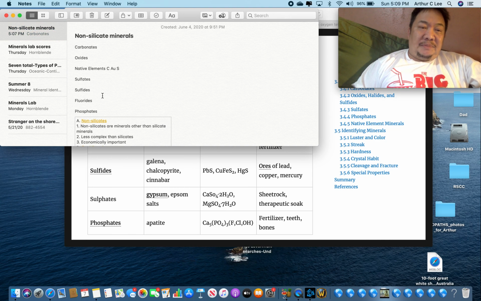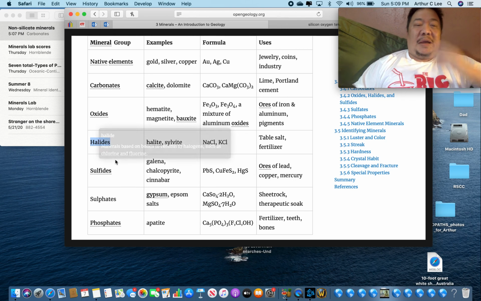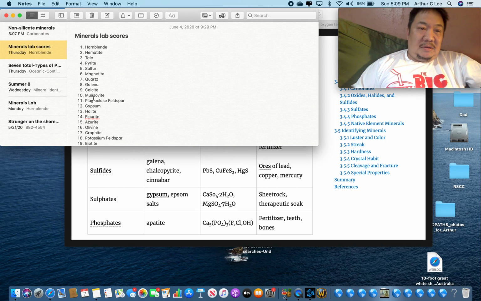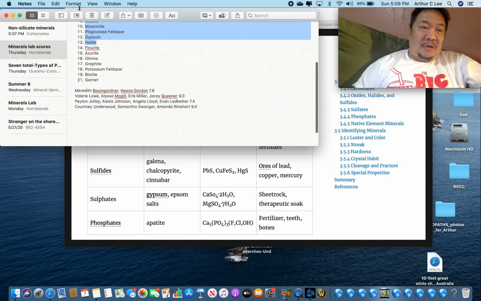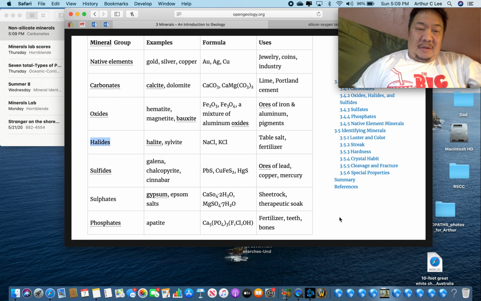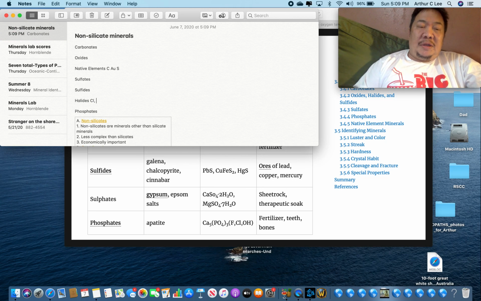Next one we're going to learn about are the fluorides. The fluorides are also called the halides. Let's just use the term halides. I should have used that. Okay, halides. So scratch fluorides, halides. Anyway, what are the halides? Halides are minerals that have chlorine, fluorine, or bromine in them. So if a halide has either Cl, Br, or F, fluorine, in it.